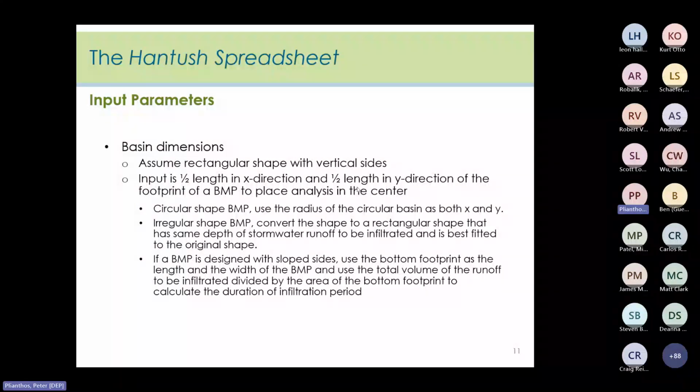For irregular shaped BMPs, you want to convert the shape to a rectangular shape that has the same depth of stormwater runoff to be infiltrated and is best fitted to the original shape. And then for BMPs designed with sloped sides, you'll want to use the bottom footprint as the length and the width of the BMP and use the total volume of the runoff to be infiltrated divided by the area of the bottom footprint to calculate the duration of infiltration period. We'll define duration of infiltration period in 2 slides, so bear with me.